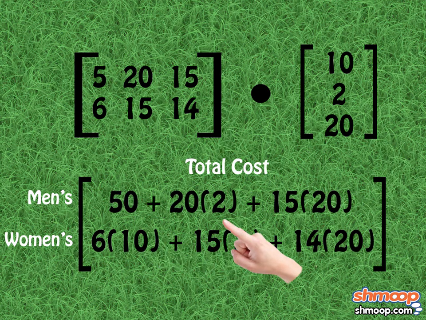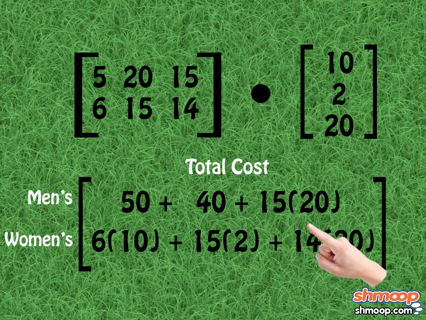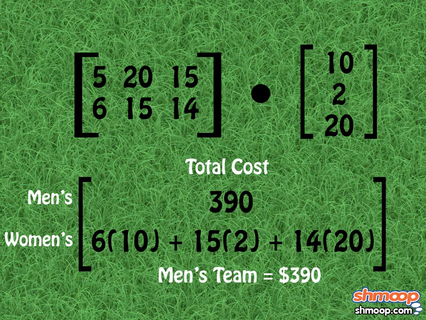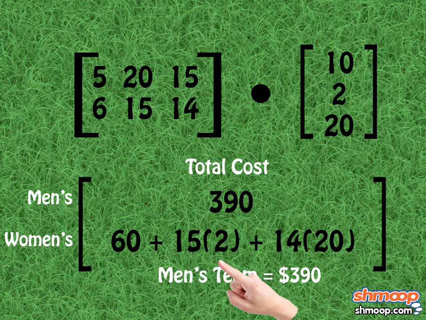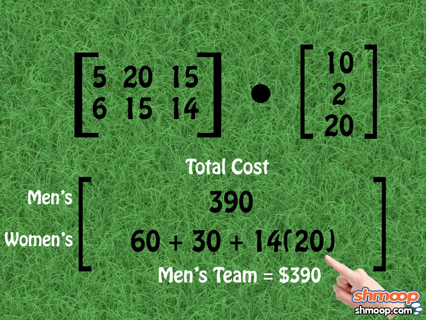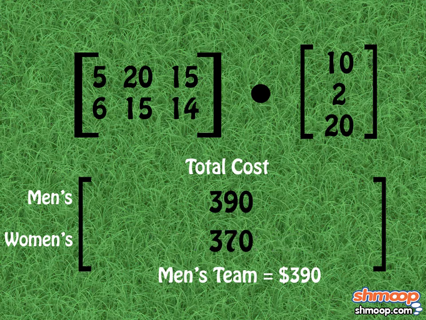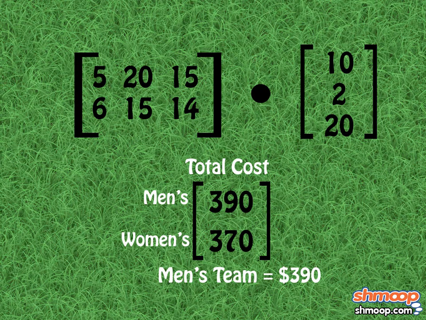5 times 10 is 50, 20 times 2 is 40, and 15 times 20 is 300. So 50 plus 40 plus 300 is 390, which gives the men's team a total cost of $390 for their equipment. For the women's team, 6 times 10 is 60, 15 times 2 is 30, and 14 times 20 is 280. 60 plus 30 plus 280 is 370, so the women's team total cost of equipment is $370.